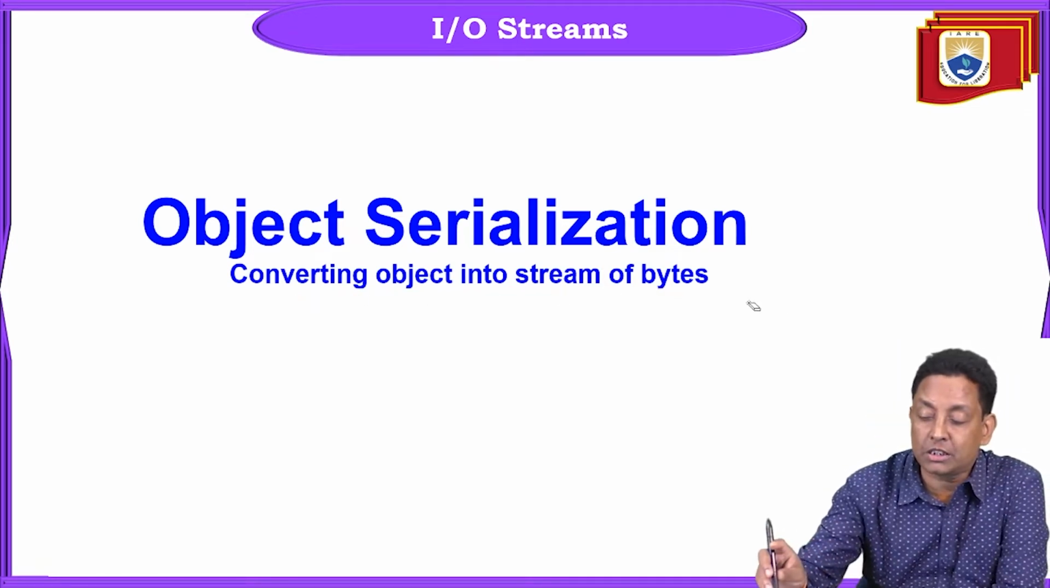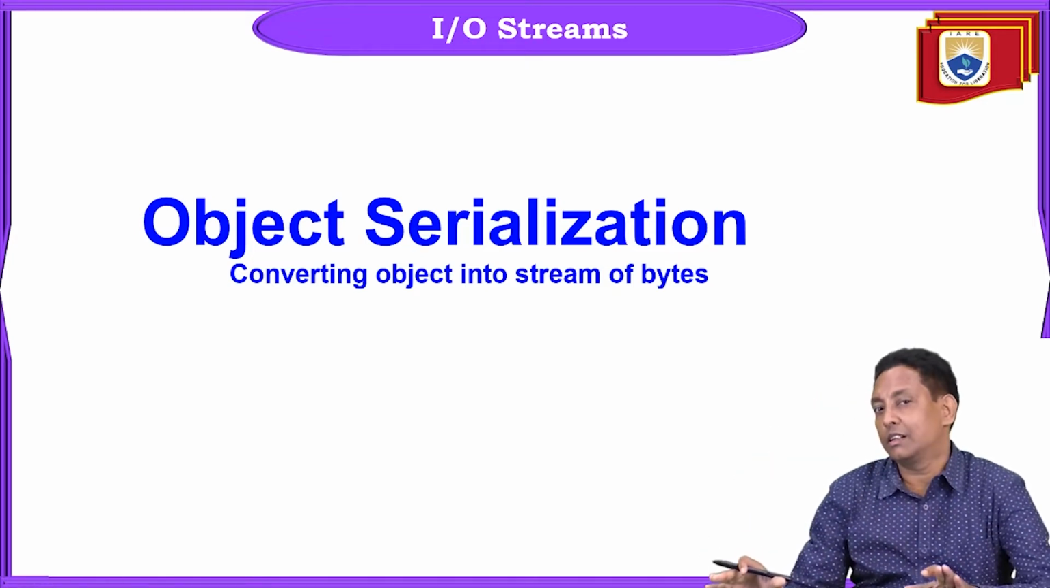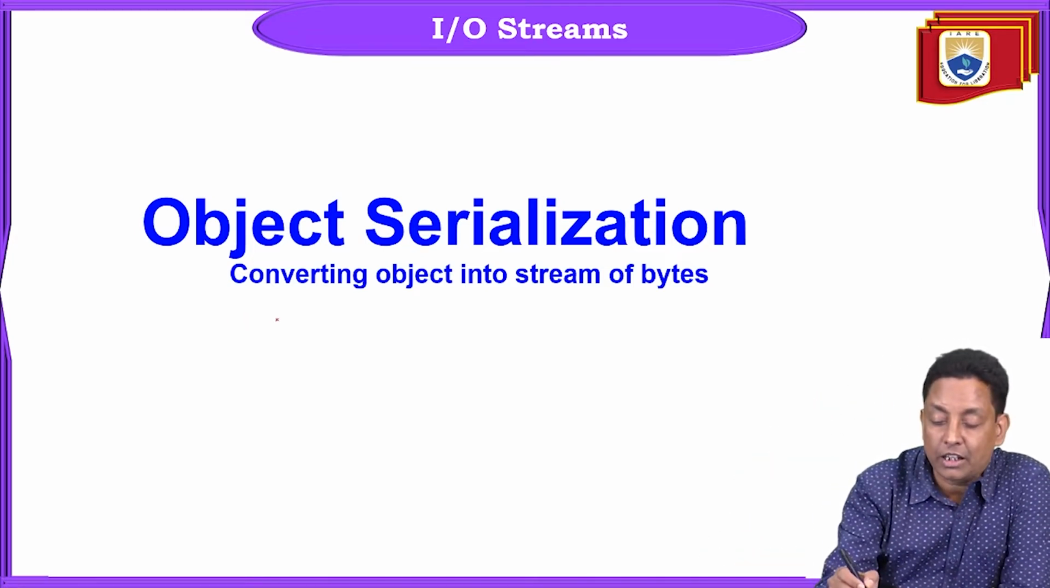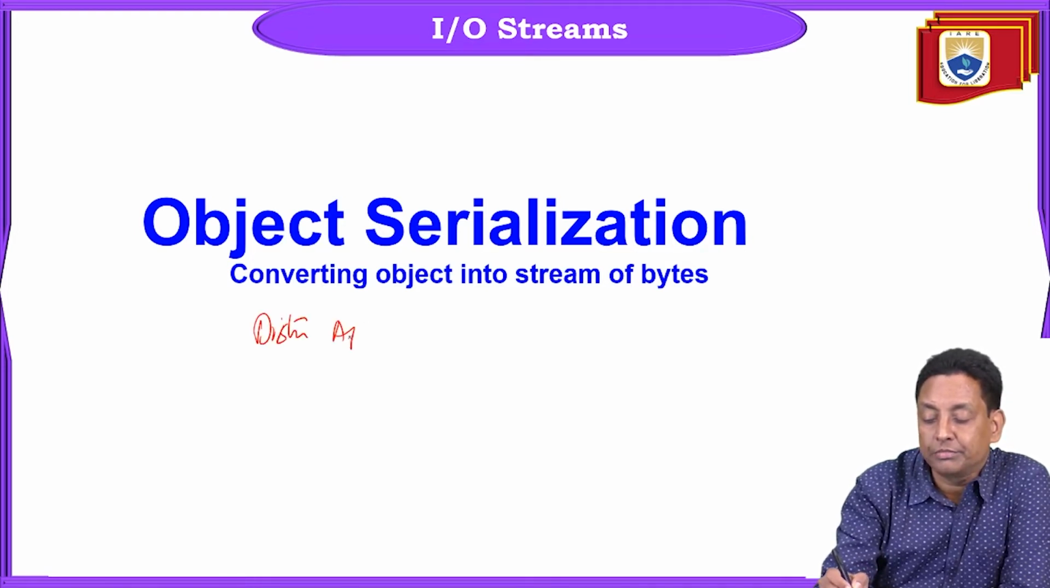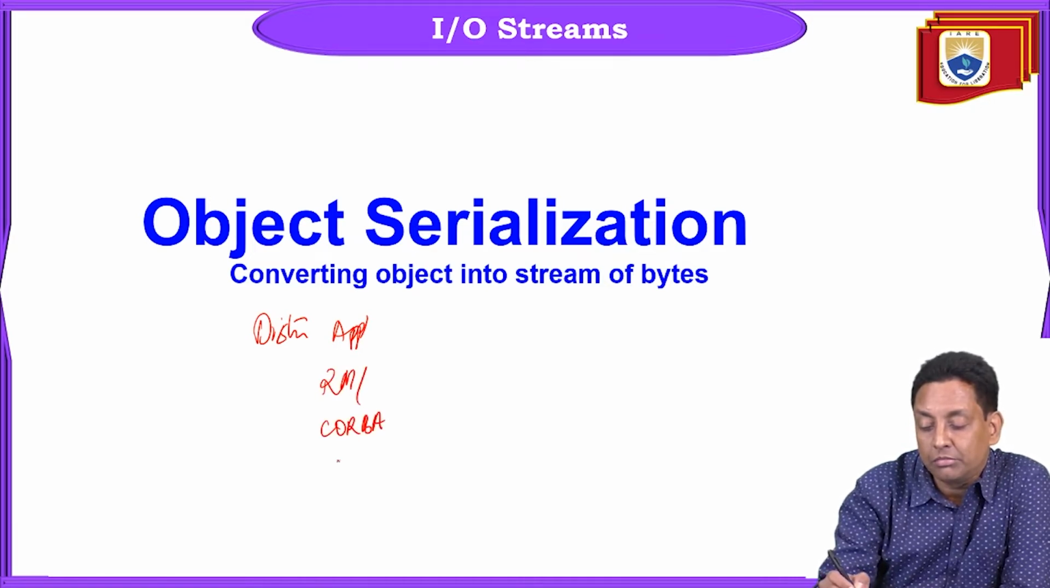If this object serialization concept doesn't exist, Java cannot be used in distributed applications, especially RMI, Corba, EJB.